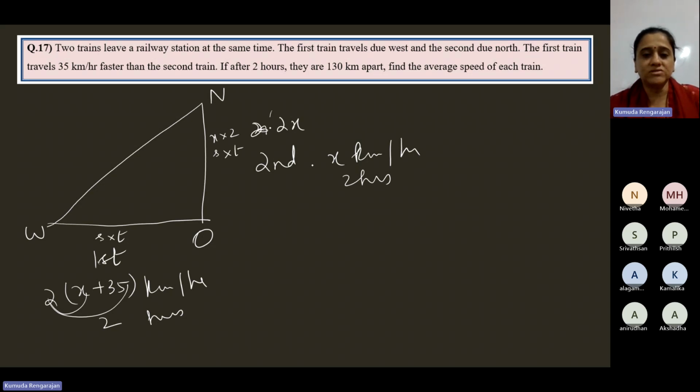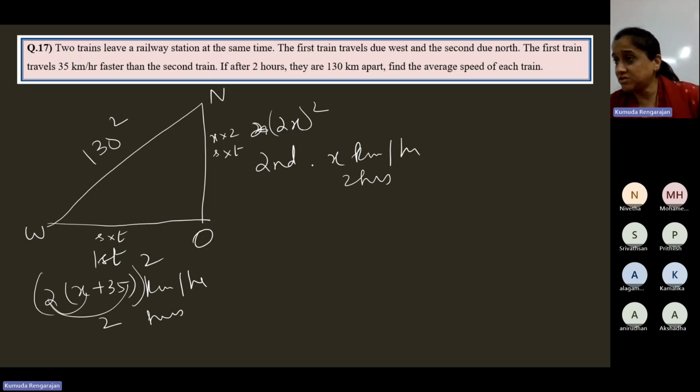And the equation is 2x the whole square plus this one the whole square is equal to 130 the whole square. What is 130? It's the distance between the two trains after 2 hours, which is NW.